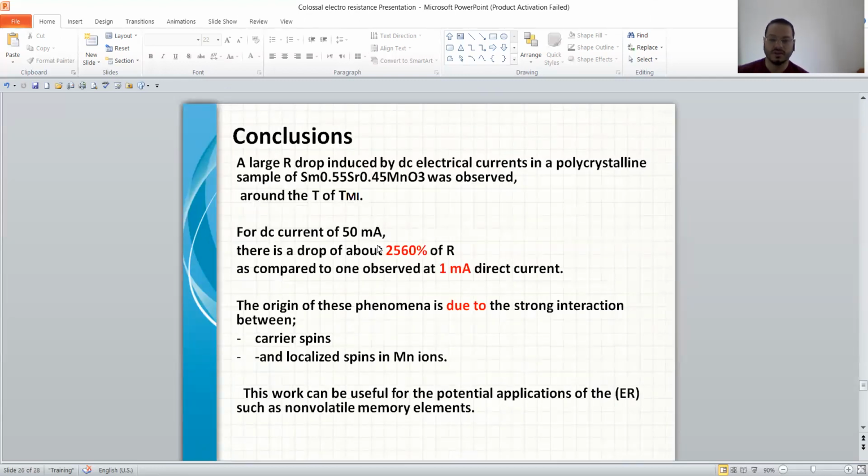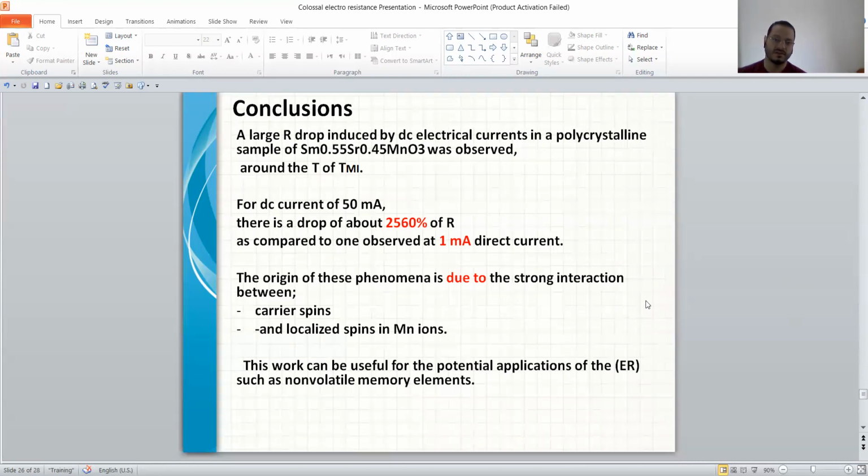These are the conclusions and a summary of all I said before. The difference between 1 milliampere and 50 milliampere, the ratio equals approximately 250,000 percent. It's a huge and interesting amount to any physicist. The origin of this phenomenon is due to the strong interaction between the localized spins and the carrier spins. This work can be useful for potential applications of electric resistance, such as a non-volatile memory element. I think that's it.